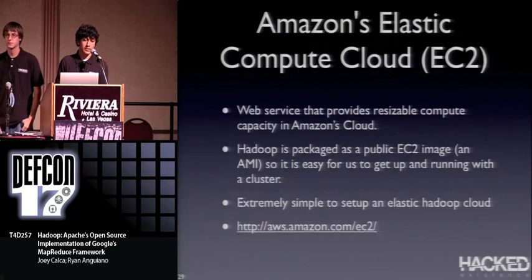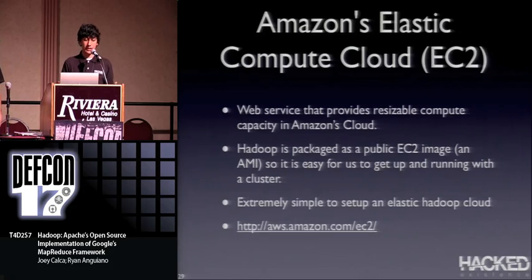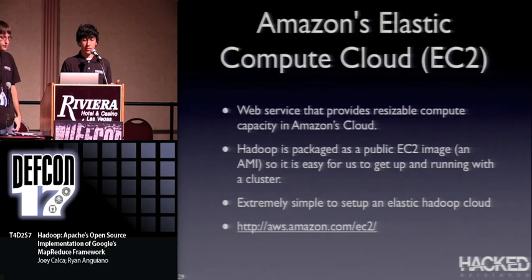This is Amazon's Elastic Compute Cloud. They basically have a web service where you can purchase a resizable compute cloud in their data center. Hadoop is packaged as a public EC2 image, so it's real easy to set up. You just go to the web page, you choose how many nodes you want on your cluster, and you click Hadoop and you click load, and it basically dumps you into Hadoop, and you can just start running jobs. If you want to learn more about that, you can go to their website. There's a link right there.